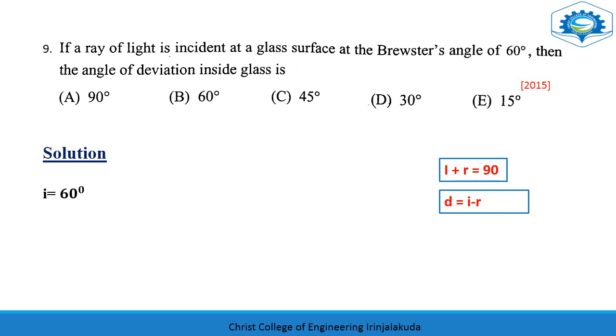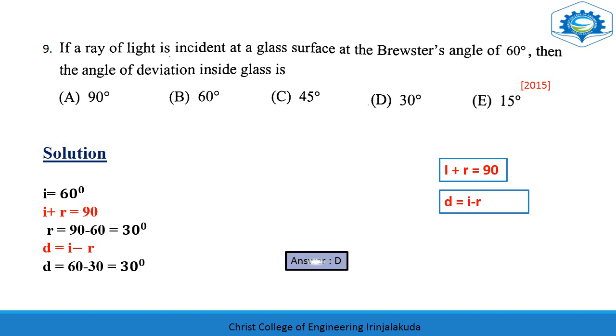In the question, it is given that Brewster's angle is 60 degree. So we can write I is equal to 60 degree. I plus R is equal to 90 degree. From this we can get the value of R. R is equal to 90 minus 60, equal to 30 degree. The angle of refraction is 30 degree. Now we can substitute these values in the equation D is equal to I minus R. So the angle of deviation is equal to 30 degree. So the answer for this question is option D, 30 degree.